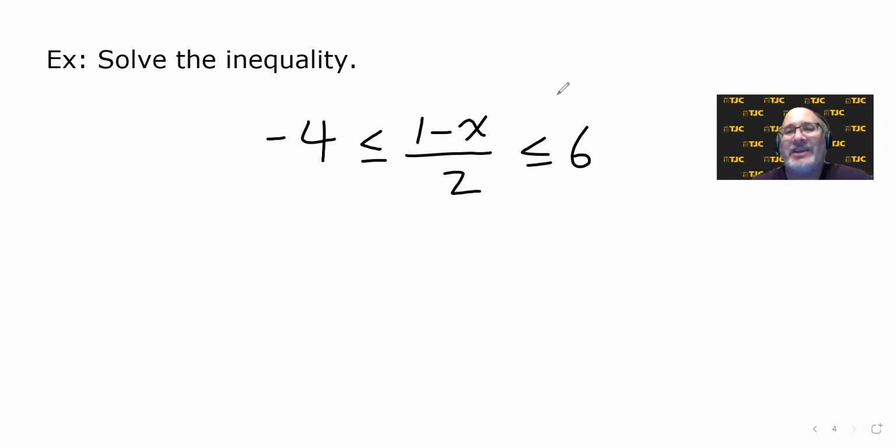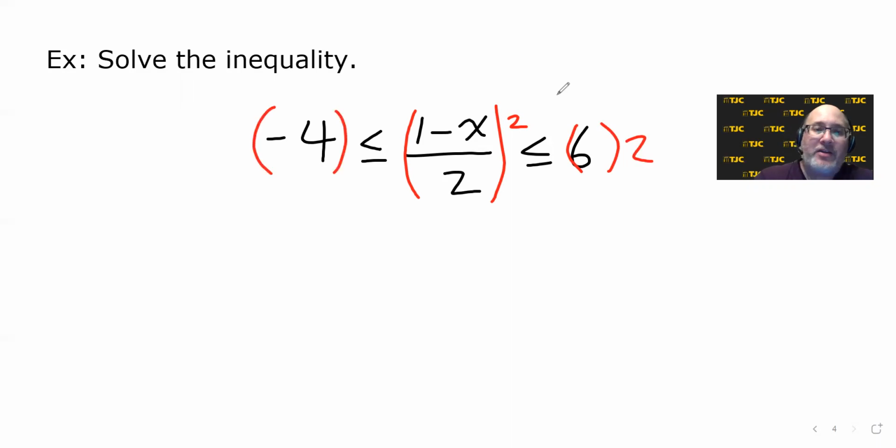Again, our goal is still the same, get the x by itself in the middle, but whatever we do in the middle, we have to do on both the left and the right. Because the middle is over 2, aka divided by 2, our first move is to cancel the divided by 2 by multiplying the left, the right, and the middle by 2.